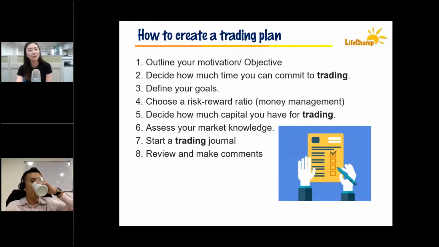Next, choose a risk reward ratio. This is about money management, and you can get it from any book outside. Basically, if you want to risk 50 ringgit, then you should at least make 100 ringgit. Usually people will say the risk you're willing to take is 1R, then for 1R you have to at least make 2R in return. That one I leave up to you.